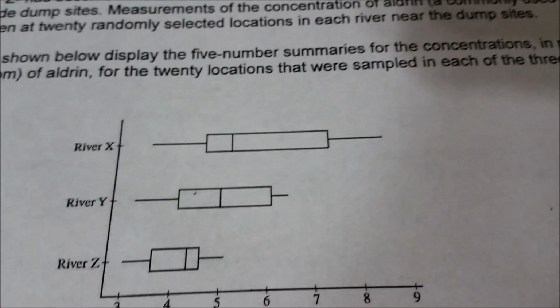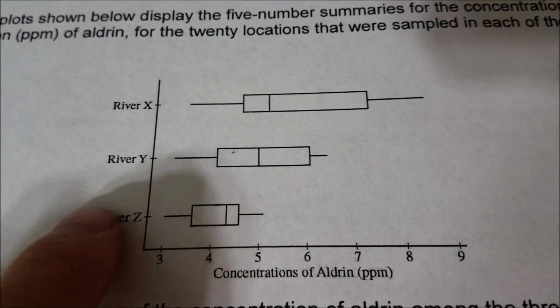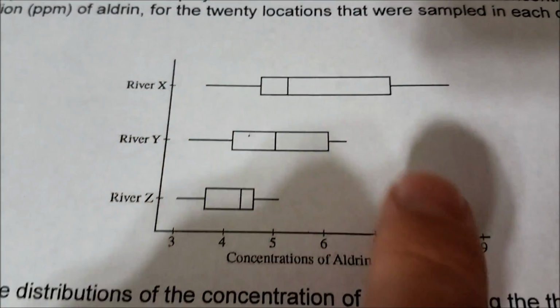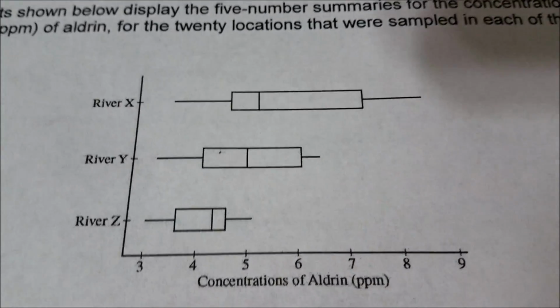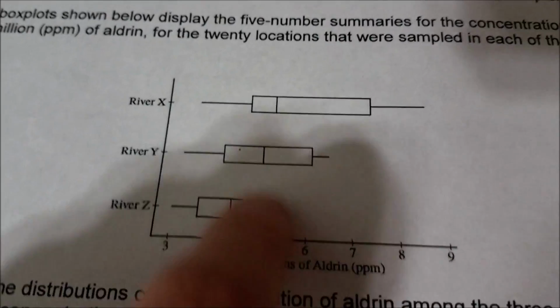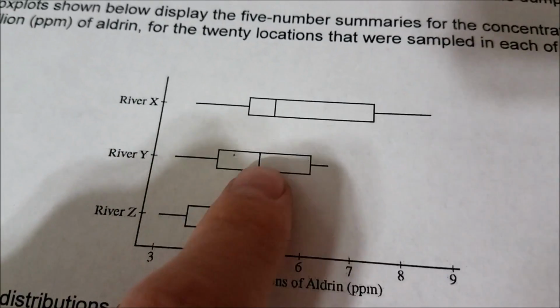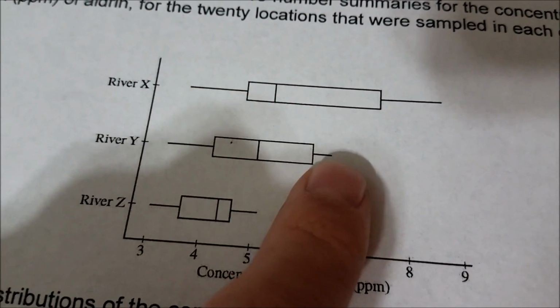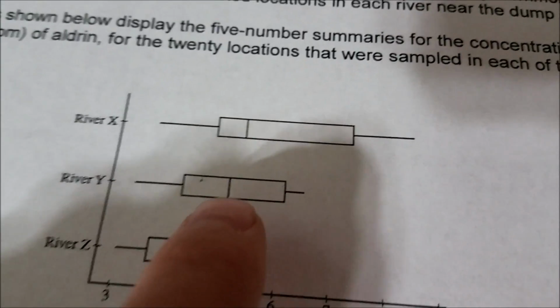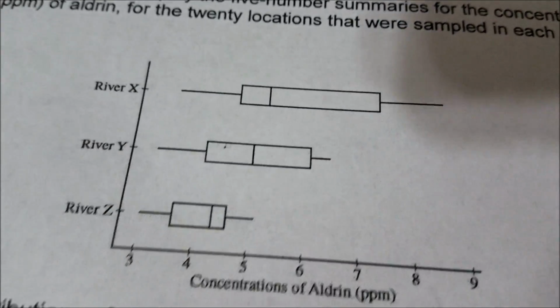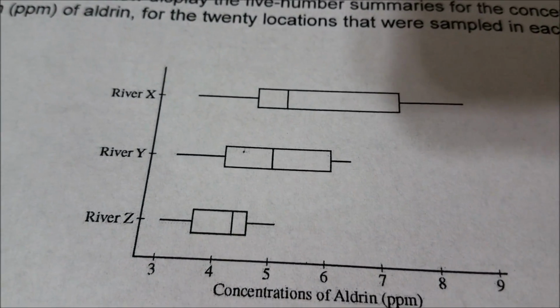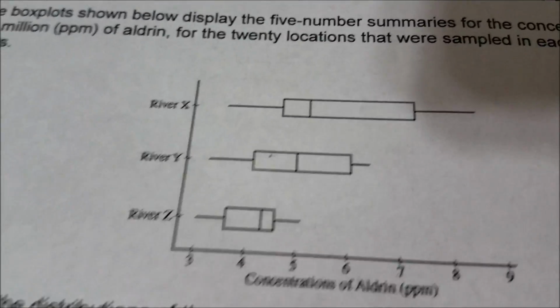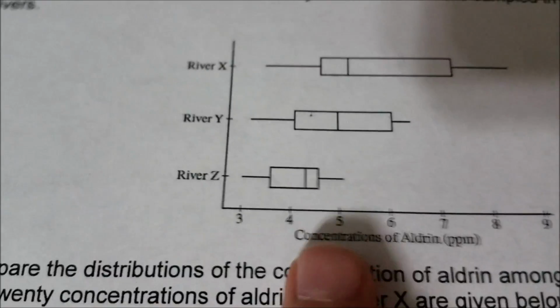So let's move on to River Y. River Y has a much smaller spread than River X, and you can see its min is also lower, and its max is lower as well. Everything is lower, which means it has less pollution. Now, using the same method we used to determine the shape, you can see that these are all sort of the same size. This would be a little bit higher, but because they're all pretty much the same size, it would be approximately normal shape.